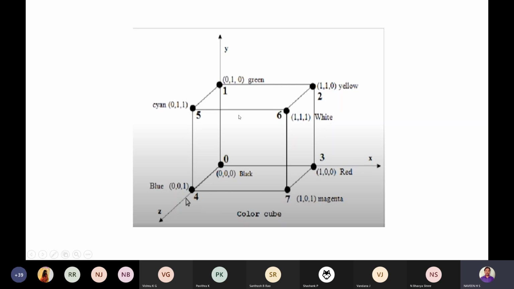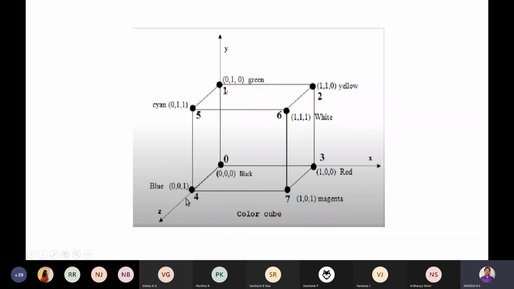Next 4, 5, 6, 7. In total we have vertices 0 to 7, 8 vertices, and the corresponding values and which color each belongs to. Now we have to identify the faces. I said 6 faces; what are those 6 faces? One is 0, 1, 2, 3. This is one face. Next is 4, 5, 6, 7. This is another face. So 2 faces are over.